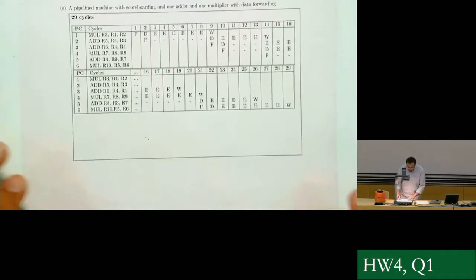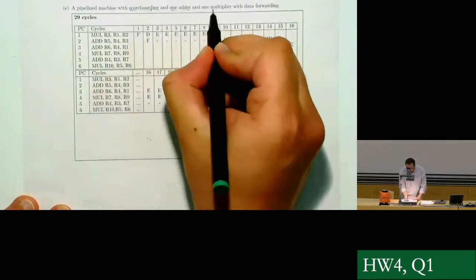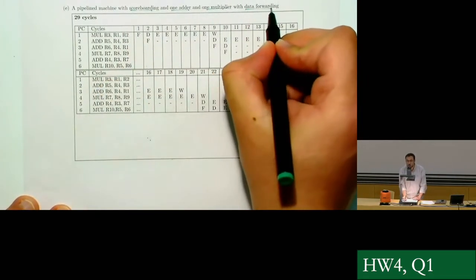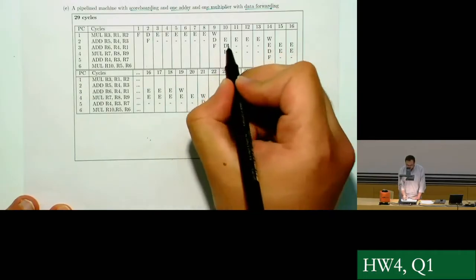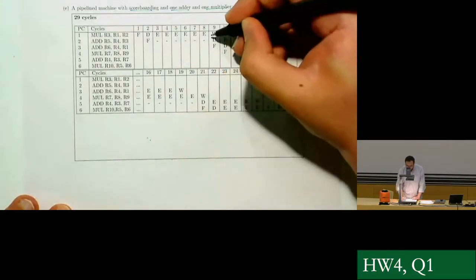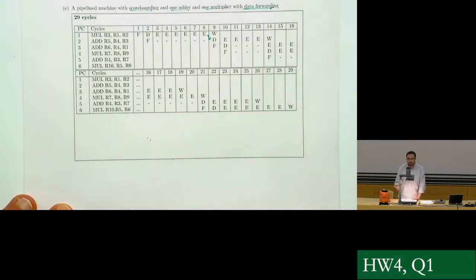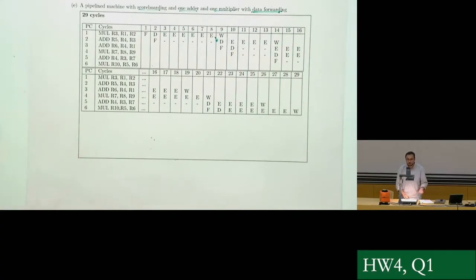Okay. So the last part, the same story. We have scoreboarding, 1 adder, 1 multiplier with data forwarding. So what we do is basically we just copy paste the result in the D, and we just push the cycles back based on this data forwarding, which is the same thing we did in the question part C. So this is like a bonus here, like 3 points, right? Because it's just some redundant thing.